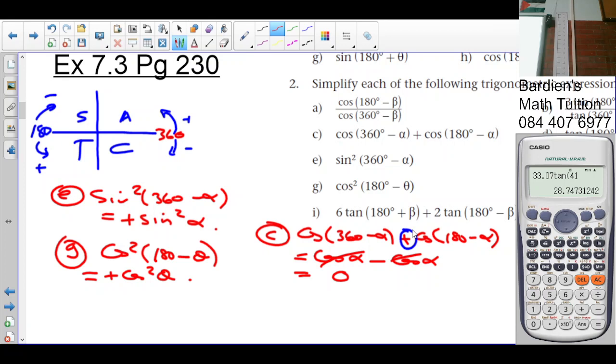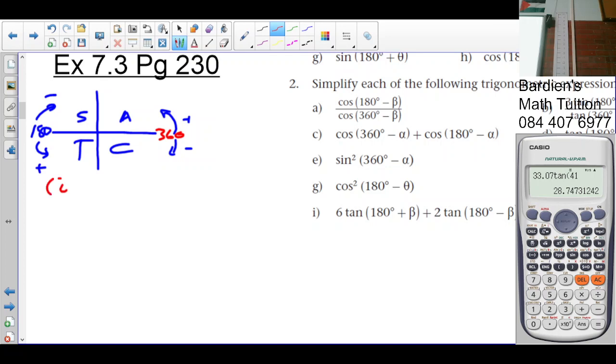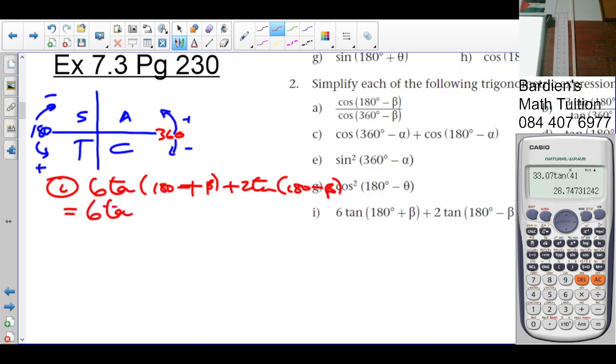You guys get the idea? Do I have to do the last one? Yes. I: 6 tan of 180 plus beta plus 2 tan of 180 minus beta. 180 plus beta is in which quadrant? 3. Is tan positive or negative? Positive. So 6 tan beta. 180 minus, which quadrant? Second. Tan positive or negative? Negative, so that negative times this positive is negative. So what is 6 tan beta minus 2 tan beta?